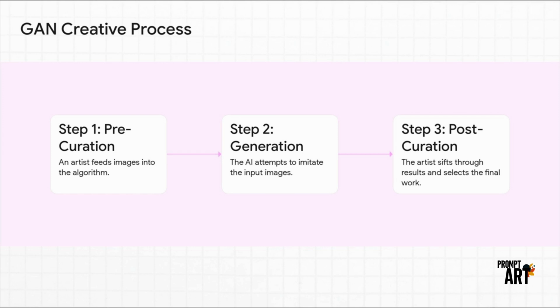So step one, pre-curation. The artist is basically the director. They're feeding a bunch of images into the algorithm saying, here's what I want you to learn from. Then comes step two, generation. The AI just goes to town, trying its best to imitate those images, churning out thousands of attempts. And finally, step three, post-curation. The artist comes back in, sifts through all that output, and handpicks the final works, the ones that are actually compelling.